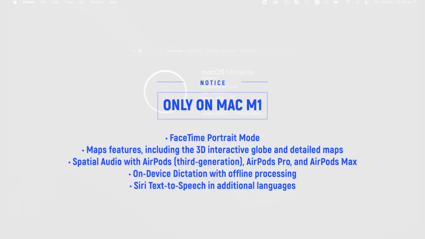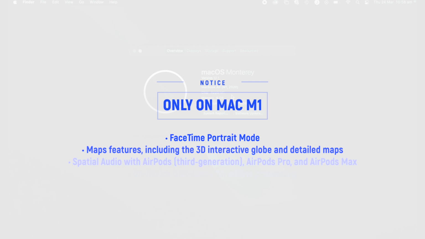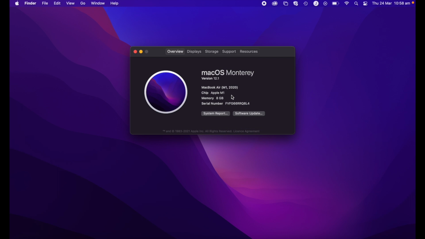So this includes FaceTime portrait mode, maps features including the 3D interactive globe and detailed maps, spatial audio with AirPods 3rd generation, AirPods Pro and AirPods Max, on-device dictation with offline processing, and then the Siri text-to-speech in additional languages. There are, however, a number of features that everybody will have access to, and I'm going to jump into 5 of them right now. So the first feature is FaceTime.